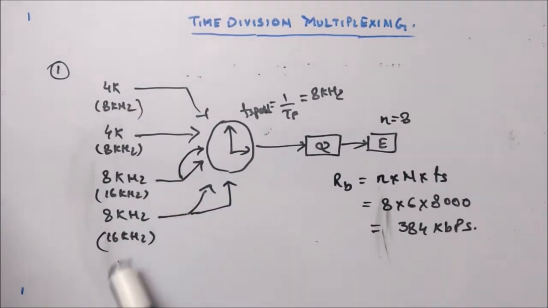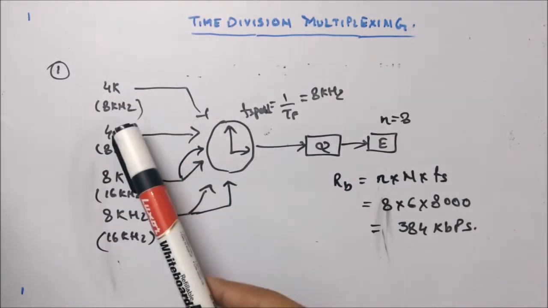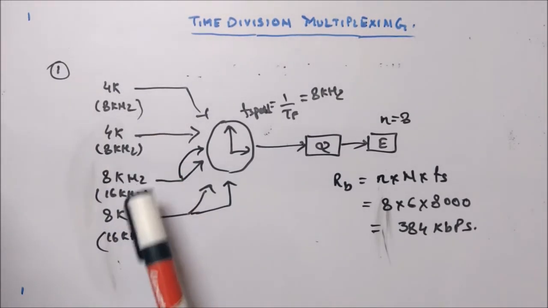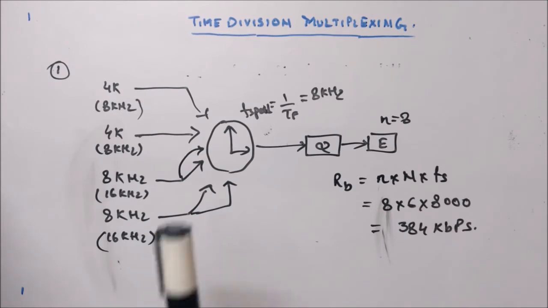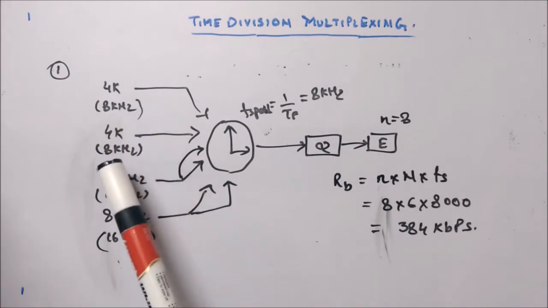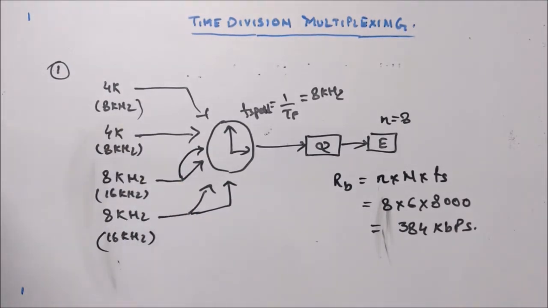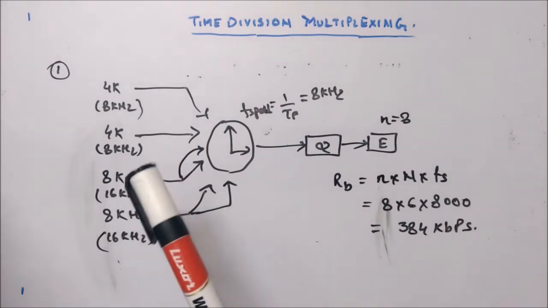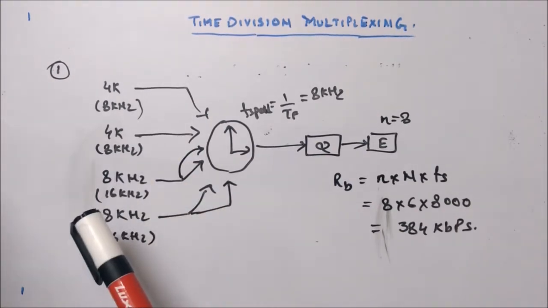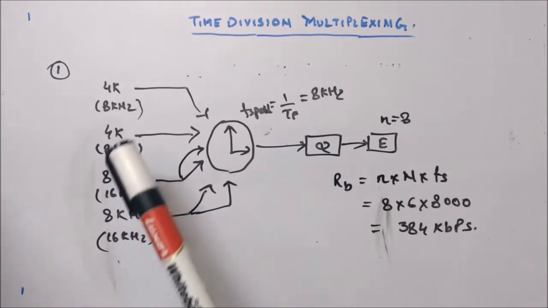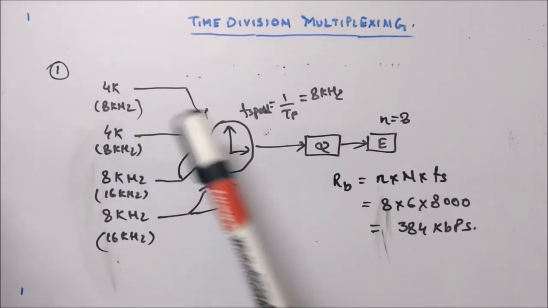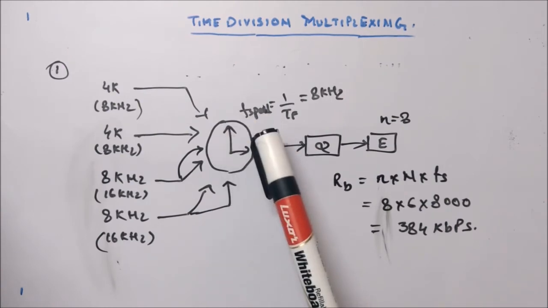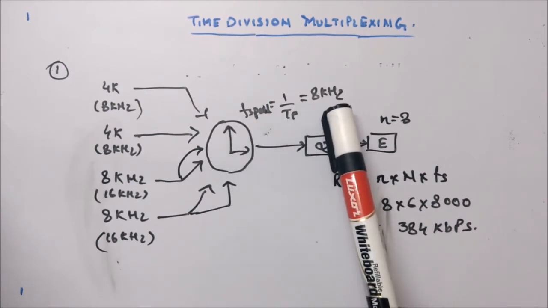You have 4 signals. 2 are band limited to 4 kHz and the rest 2 are band limited to 8 kHz. So their sampling frequencies will be 8 kHz, 8 kHz, 16 kHz, 16 kHz. Just now we saw that we usually prefer case 2 because it requires less channel bandwidth. So the lesser one is 8 kHz, so the speed of the commutator has to be set to 8 kHz.